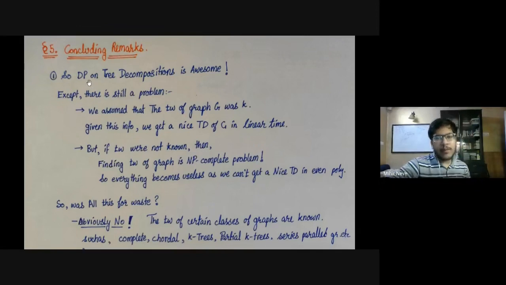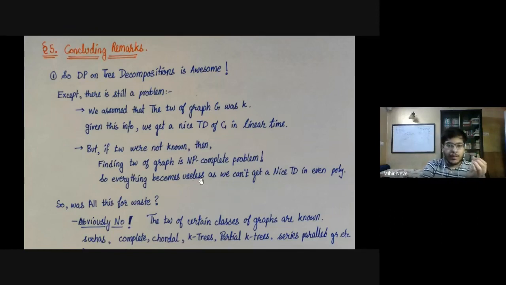So dynamic programming on tree decompositions is pretty good, but still there are some tiny problems. One important problem is that we assumed here that the tree width of the graph G was K. Given that the tree width of graph G is K, you can find a nice tree decomposition of G in linear time, and hence everything is good. But if this value were not known, then finding the tree width of a graph is actually an NP-complete problem. And because you are not able to find even the tree width of the graph in polynomial time, you can't find its tree decomposition, and this entire method becomes useless. You can't use this.